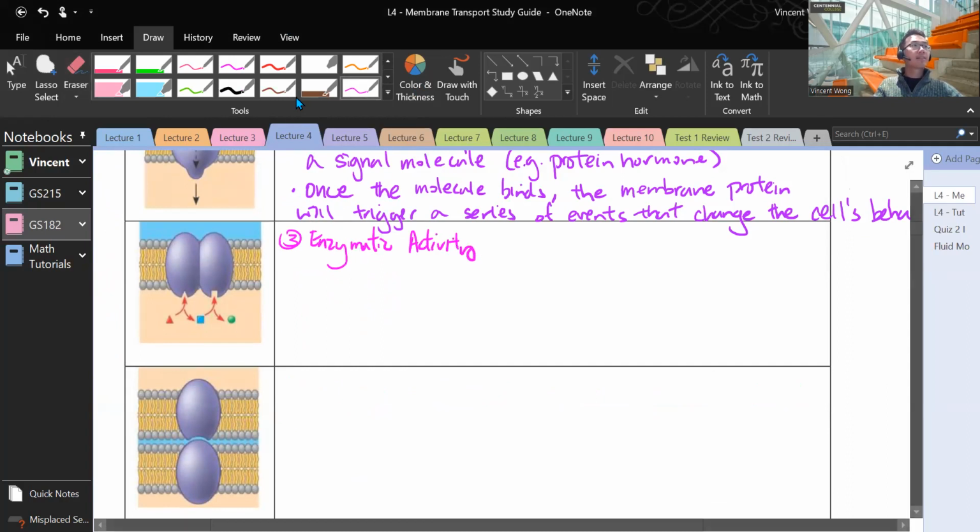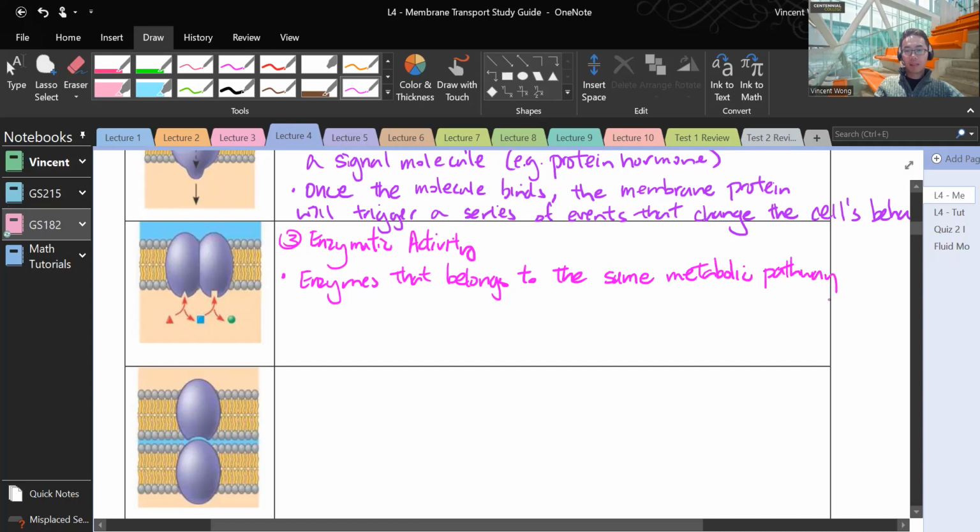Okay, enzymatic activity. So enzymes that belong to the same metabolic pathway are grouped together in the membrane. Not always, but sometimes. Yeah. So what does that even mean?